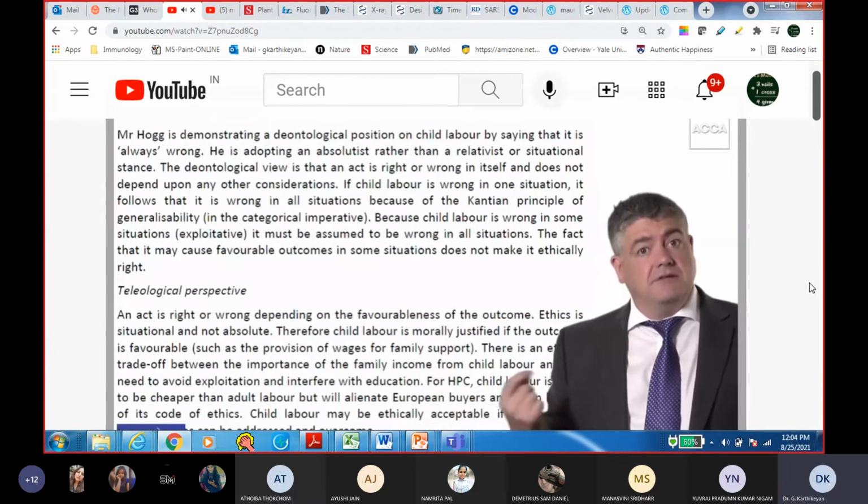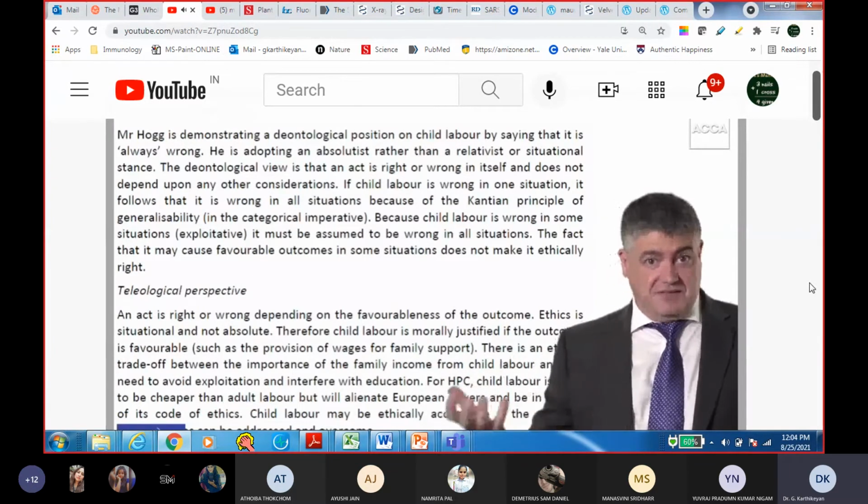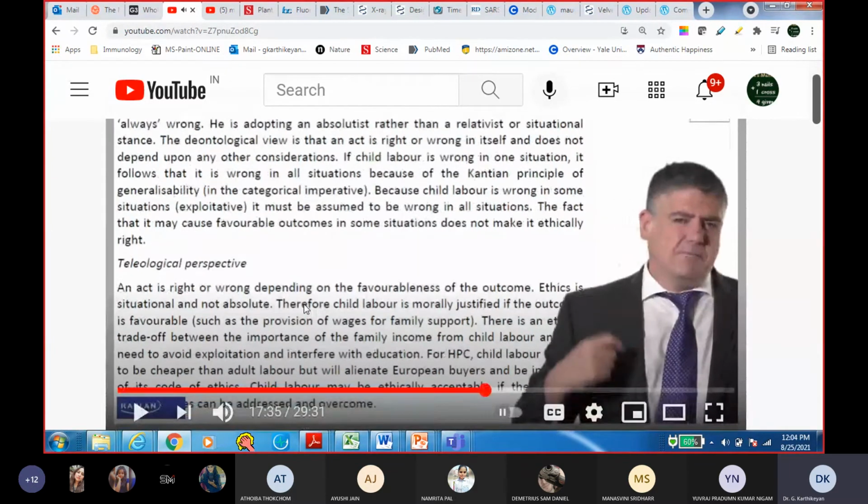Again, I'll let you read through the teleological perspective yourself. Remember, that's from December 2008. So this is a case description from an examination perspective.